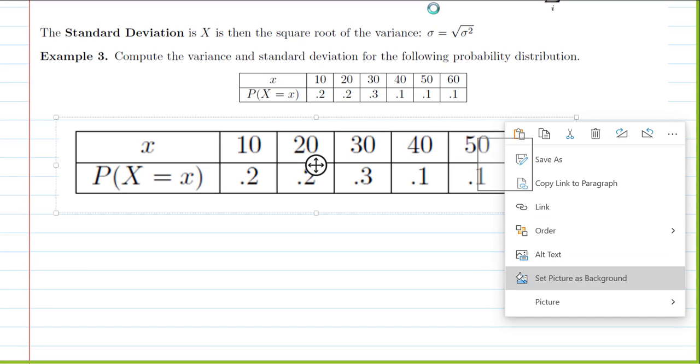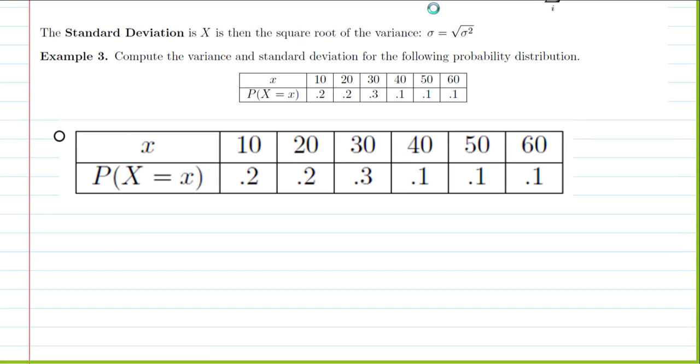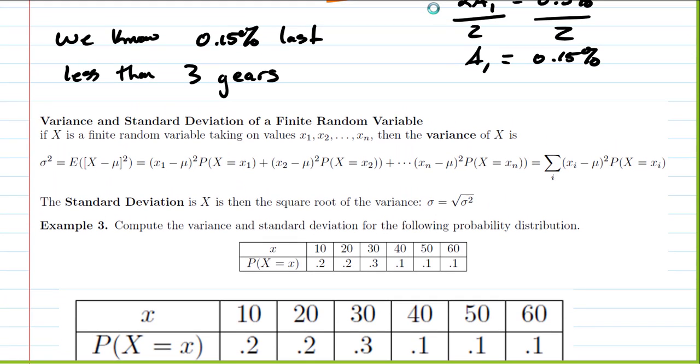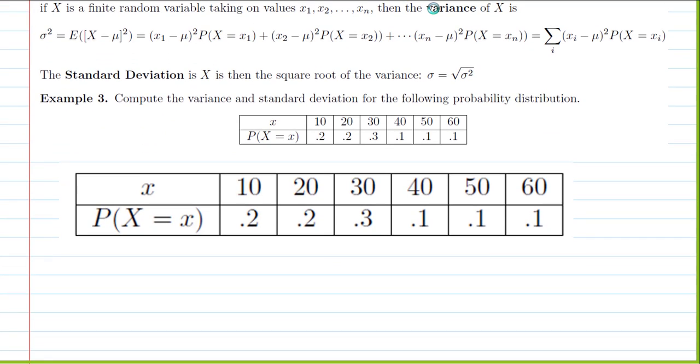So I'm going to keep adding rows to this. To use this formula, I need to know what these values are, right? I have x, and I have the probability that x equals x in my table, but I need to know what x minus mu is. So the next thing I need to figure out is the average. So how do we find the average of a probability distribution?